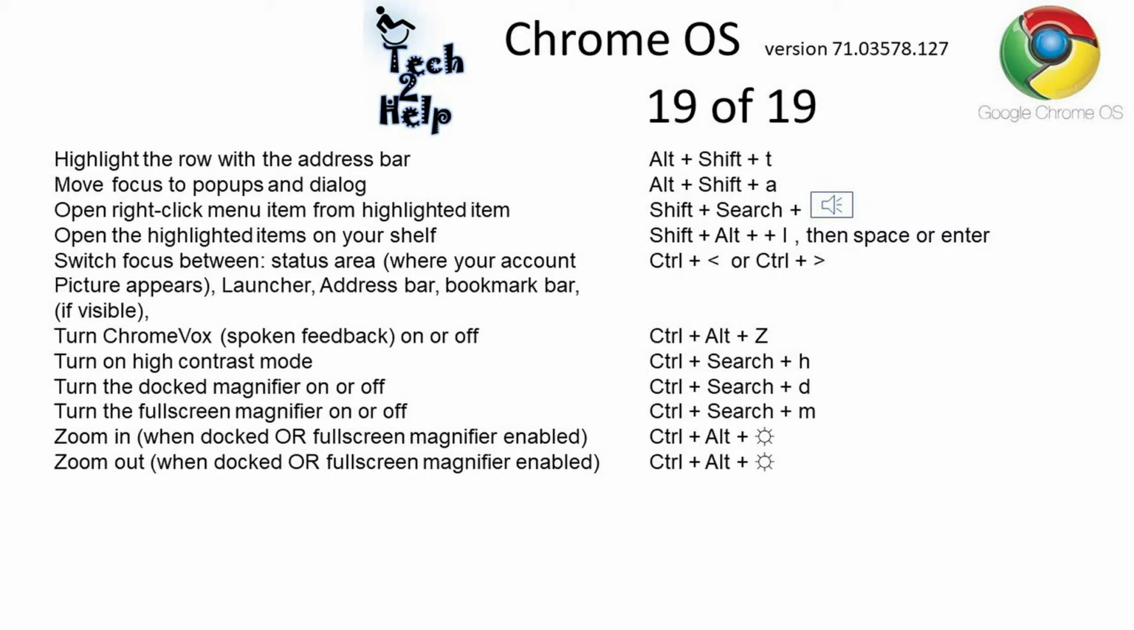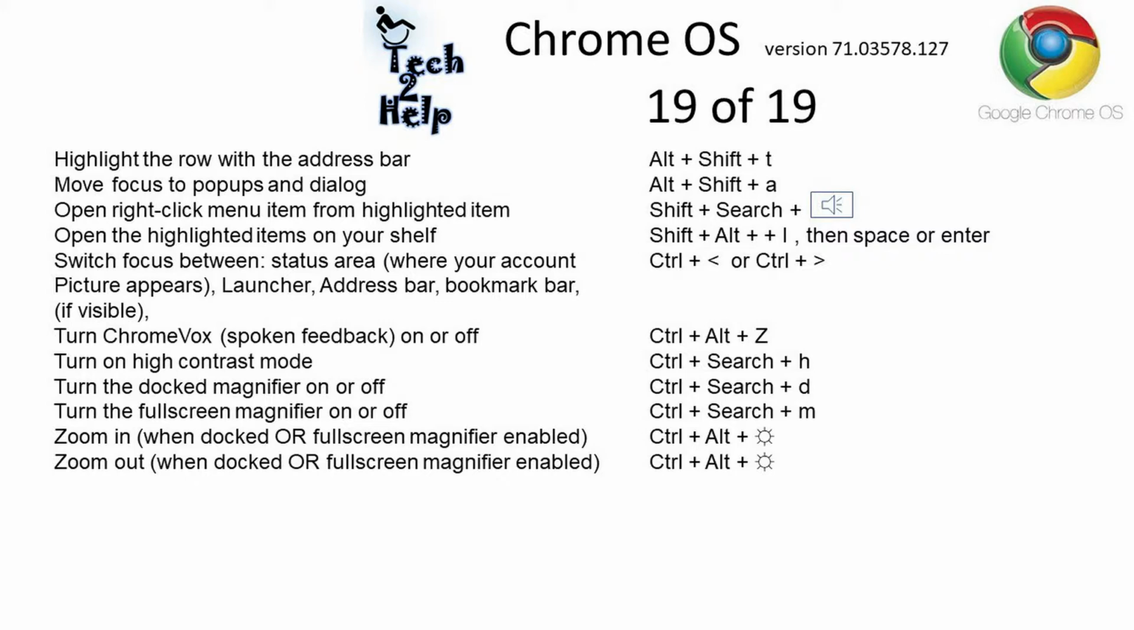Move focus to pop-ups and dialog: Alt plus Shift plus A. Open right-click menu item from highlighted item: Shift plus Search plus Speaker button. Open the highlighted items on your shelf: Shift plus Alt plus I, then space or enter.